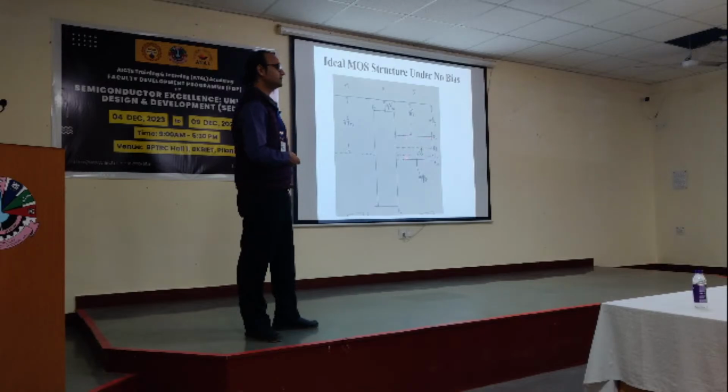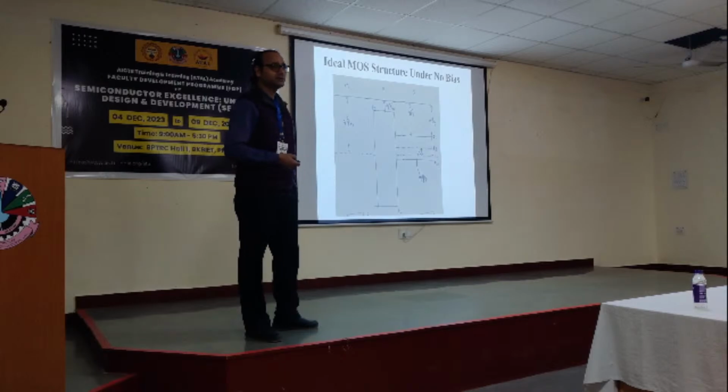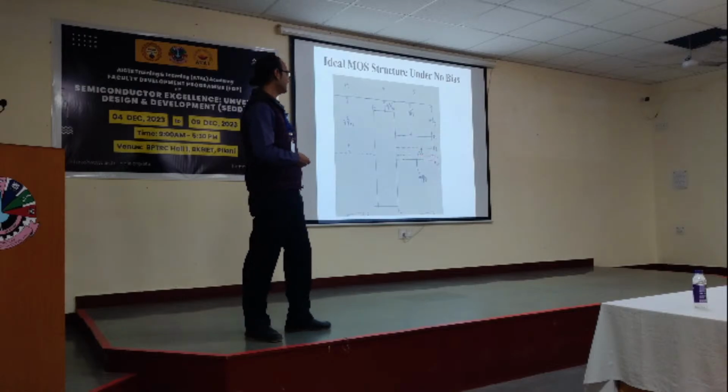So if it is a silicon semiconductor, then the gap between EC and EV, we know, is 1.12 electron volt. So up to this middle one, we have half of that, 0.56, right? And this is the Fermi level.